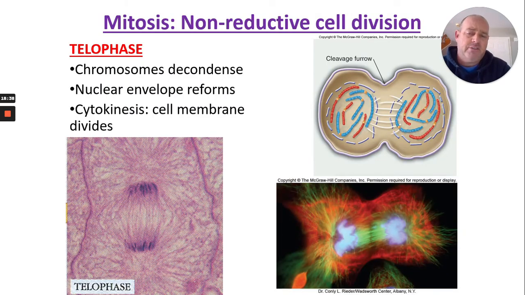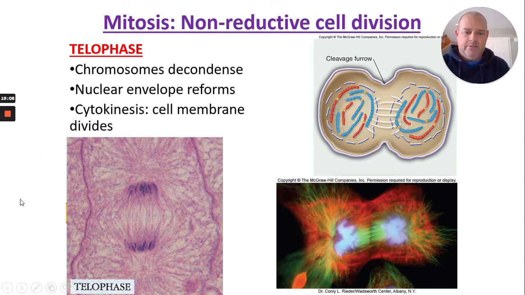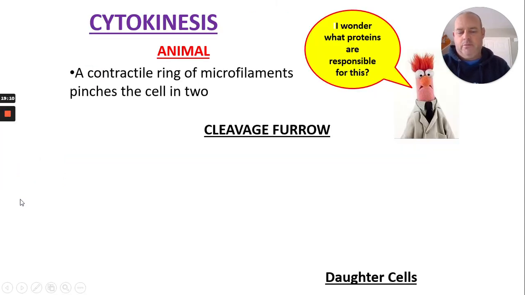Telophase, the last phase of mitosis. Chromosomes decondense. So now they are going from little tiny chromosomes back into chromatin, and they're not as coiled. Okay, so they're stretching out. Nuclear envelope is going to reform because we want to protect the DNA, right? So this nucleus is forming and this nucleus is forming around over here, and then we're going to have cytokinesis, which is going to split it for us.